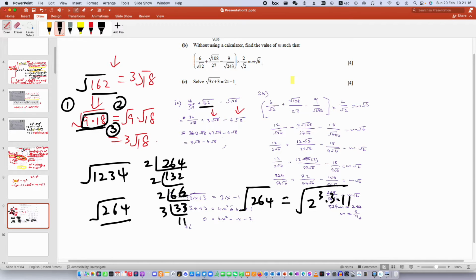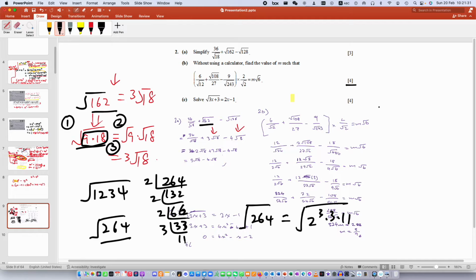That's a lot of steps then. I understand, but when this is 4 marks, what do you expect? Of course you need to do a lot of things. Okay, 3 marks. Yes, 3 marks means you need to show a lot of steps.